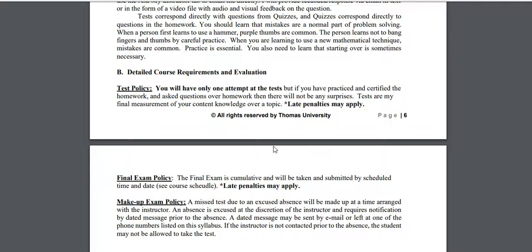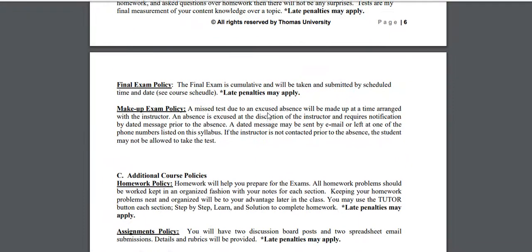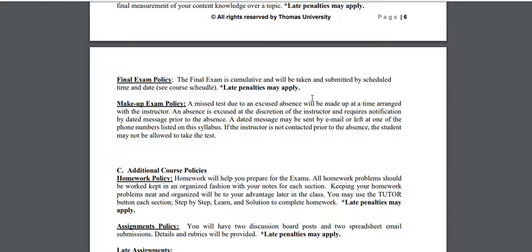Test policy: you only have one attempt at a test, but if you have practiced and certified your homework and asked questions over the homework, then there won't be any surprises. Tests are my final measurement of your content knowledge over that topic, and late penalties do apply. Okay, the final is cumulative, and you'll take that during that scheduled time. You can see late penalty will apply.